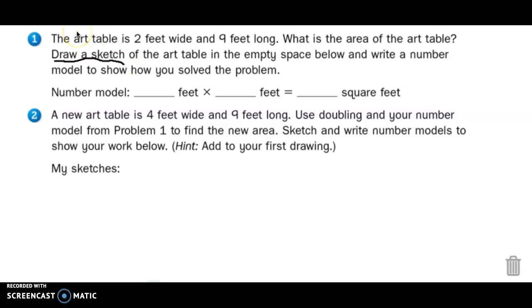Let's start with the number model first. What do we know? So it says blank feet times blank feet equals blank square feet. Because remember, our area is always in square units. Okay, I know that it's 2 feet wide and 9 feet long. So this is a 2 by 9 table. 2 feet by 9 feet. Oh, look, if we multiply anything by 2, remember 2 times, that means we're doubling. So what is 9 doubled? 18. Awesome.